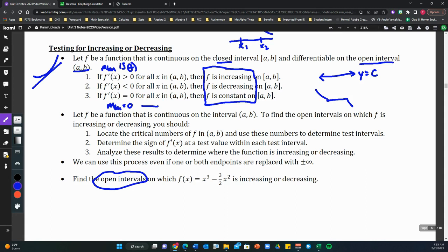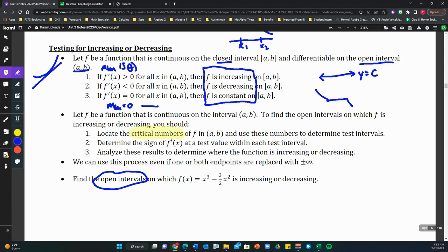So let f be a function that is continuous on the interval a to b. To find open intervals on which f is increasing or decreasing, we've got three basic steps. So first, we are going to locate all the critical numbers of f in our interval a to b.